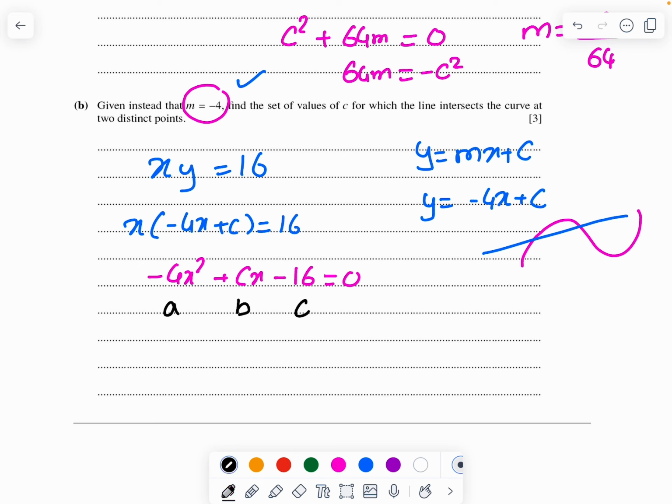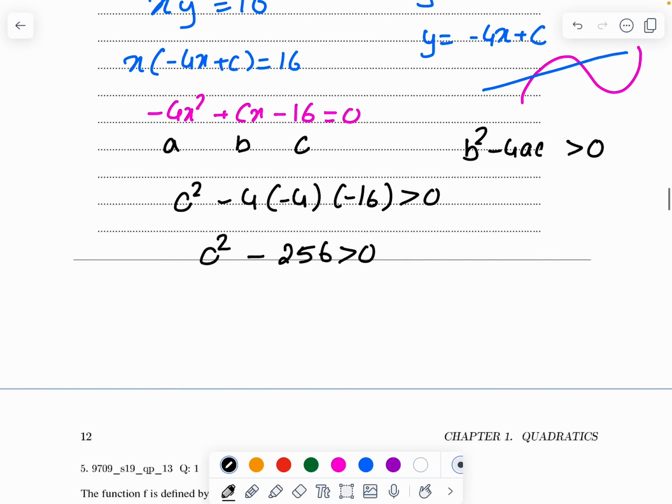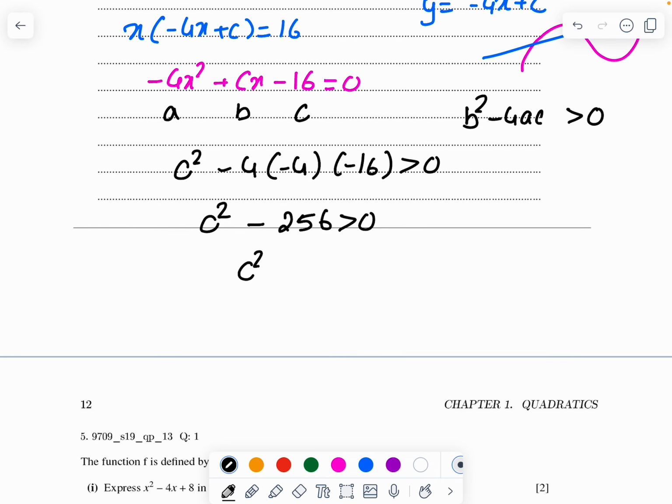It intersects at 2 points, means what should be the condition? B square minus 4ac should be greater than 0. So c square minus 4 times minus 4 times minus 16 should be greater than 0. C square minus 256 is greater than 0. So c square minus 16 square, which we can write as c plus 16 times c minus 16 is greater than 0.